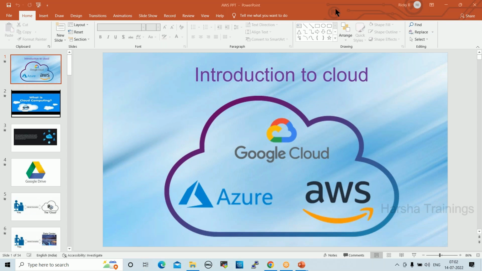Today we are going to discuss an introduction to cloud. So what is cloud? Why are the project teams using the cloud? What are the advantages? What is cost saving? Why are the companies opting for a cloud platform? So we'll try to understand.